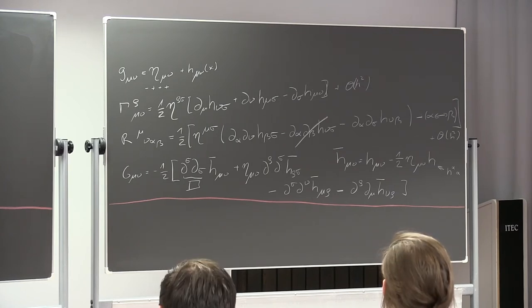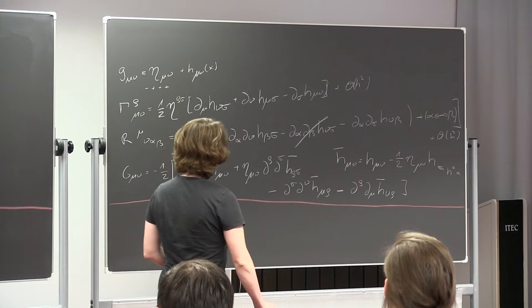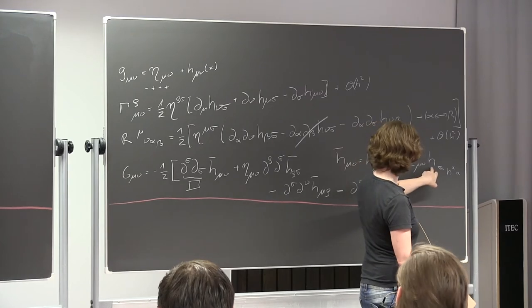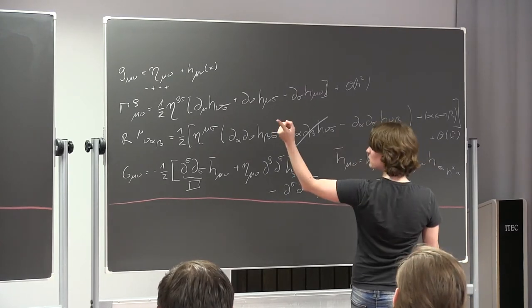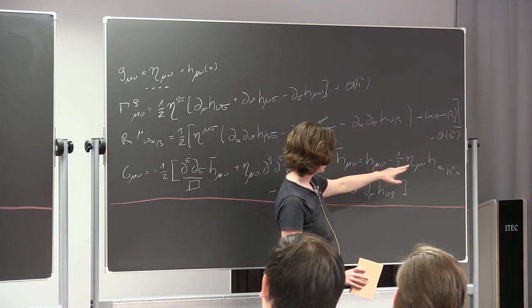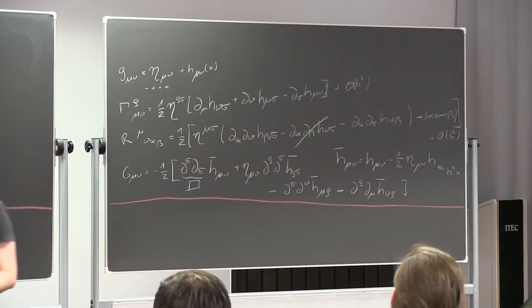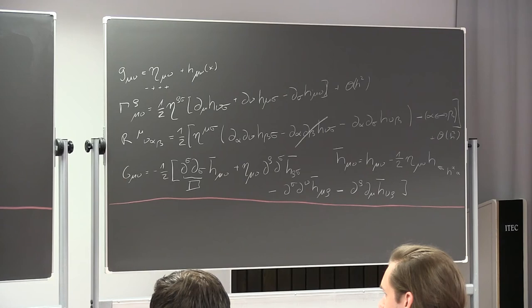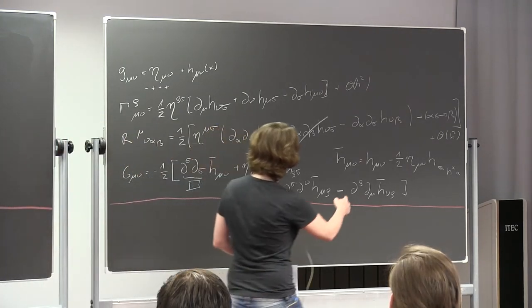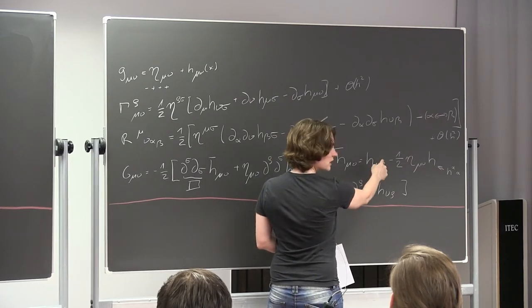So this h bar is now traceless, or? No, it's not. You would think it's traceless, but it's not, because you compute this. With the proper metric, I think you get that the trace of h bar is minus h. In order to check this, it looks nearly traceless, but it's not, right?